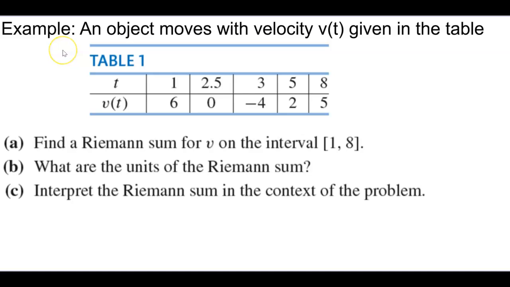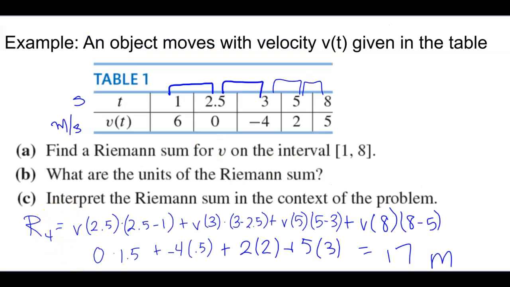An example: an object moves with a velocity v of t given in the table. Notice I have intervals. This is basically the same thing as a graph. If you wanted to, you could graph this and get your function's curve. But we want to find the Riemann sum for v of t on the interval from 1 to 8. What are the units for the Riemann sum? Interpret the Riemann sum in the context of this problem. We're going to actually do the right Riemann sum. That should be indicated, and it will when you work through it. So try this one. We'll come back and go over it in a second.